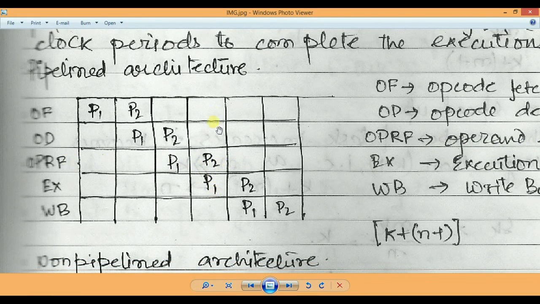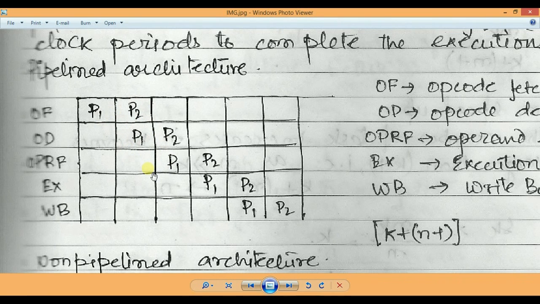In the next clock period, process 1's write buffer is done, and process 2's execution is done. So in this way, in the clock periods, as you can see, while the second segment of process 1 is getting executed, the first segment of process 2 is getting executed. So it happens sort of simultaneously.